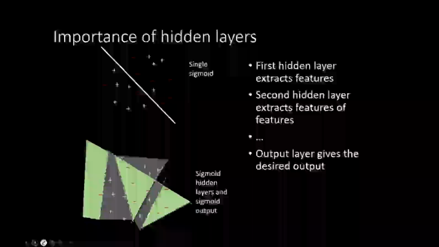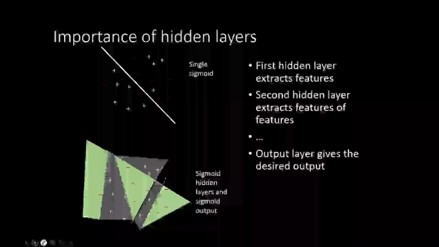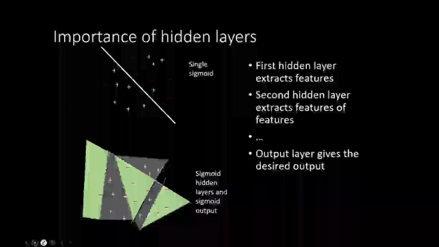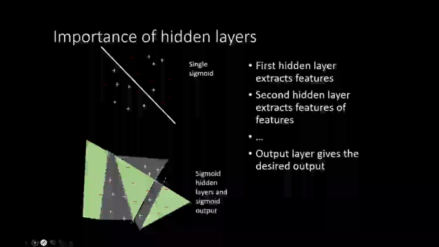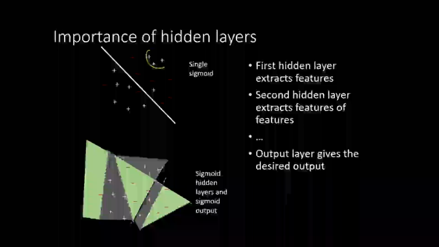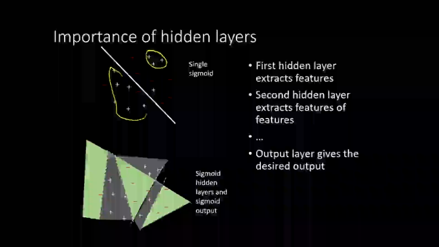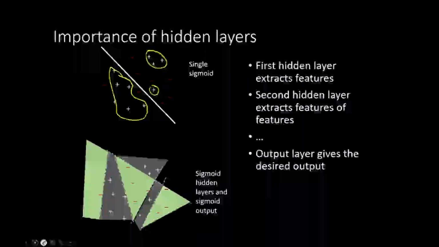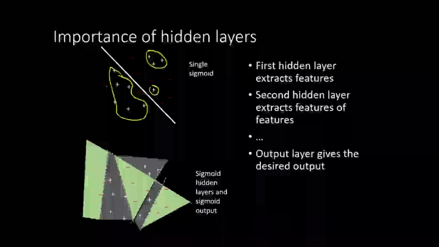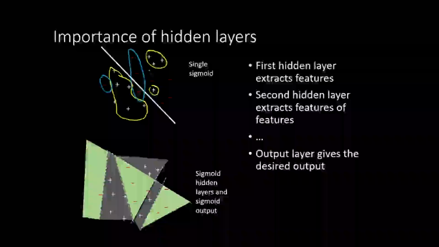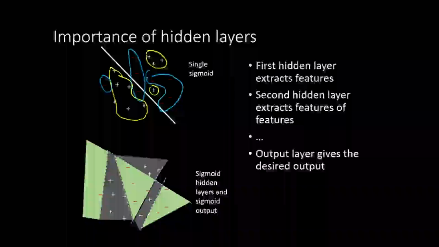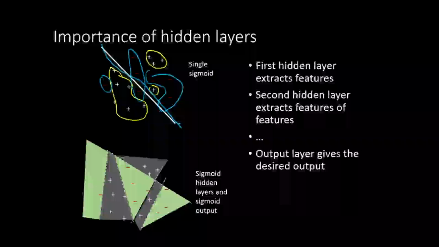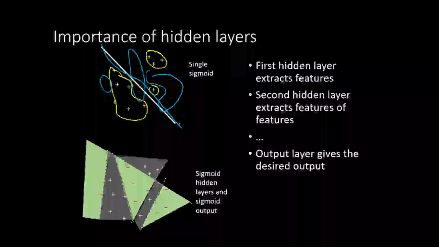So let's say we want to classify, we want to find a boundary between all the positive and the negative points in this particular example. So we have a bunch of positive points here, we have a bunch of positive points here, and then we have one positive point here, and then we have a whole bunch of negative points. So we have negative points here, negative points here, and negative points here. So obviously a single neuron that shows you this boundary will not be able to classify between the positive and negative samples.